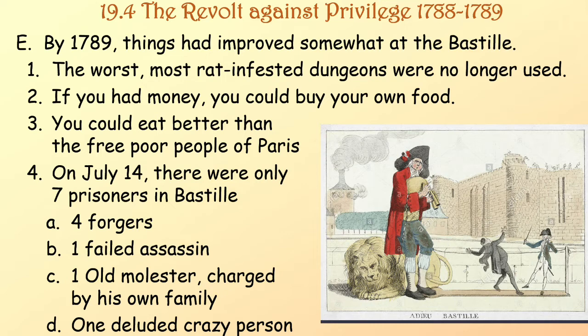On July the 14th, there were only 7 prisoners in the Bastille. 4 were forgers. There was 1 failed assassin. There was 1 old molester who had been charged by his own family. And there was 1 deluded crazy person who thought he was Jesus.